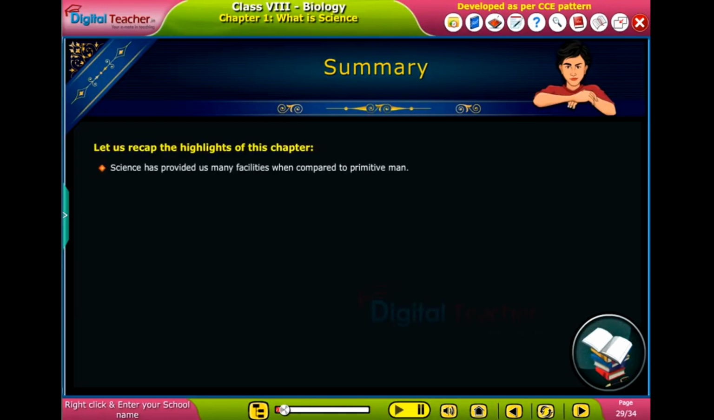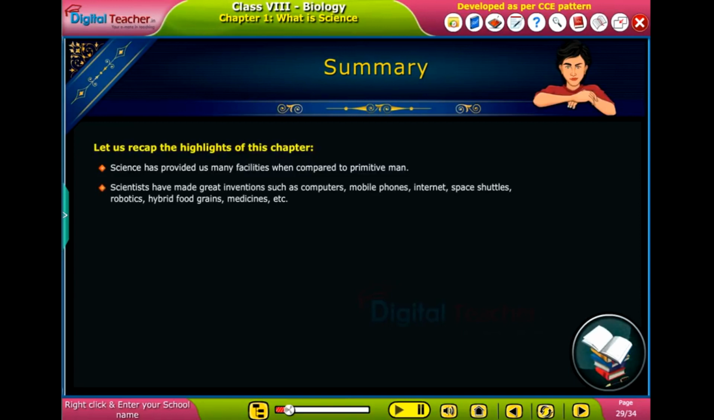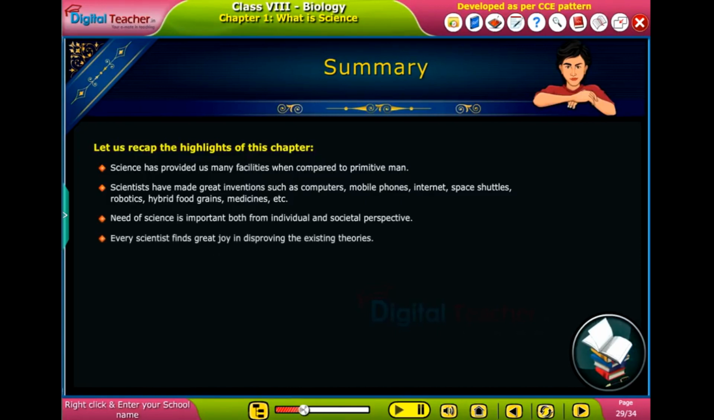Science has provided us many facilities when compared to primitive man. Scientists have made great inventions such as computers, mobile phones, internet, space shuttles, robotics, hybrid food grains, medicines, etc. The need of science is important both from individual and societal perspective. Every scientist finds great joy in disproving the existing theories.